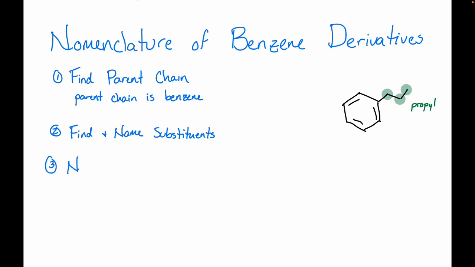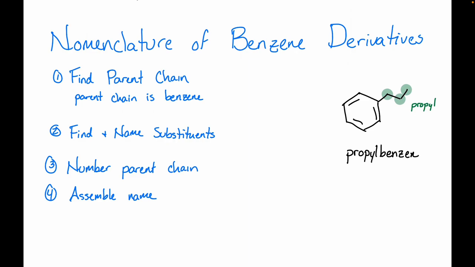Step three would be to number your parent chain. And then at the end, we put it all together, we assemble the name. In this case though, I don't have to actually include the locant. This would just be propylbenzene. My substituent name, the propyl group, my parent chain, the benzene ring. Why don't I have to put the one out in front? It's the only possibility. If I move the propyl group to the other side of the ring, all I'm going to do is change what I number as carbon one, right? So there's only one choice.